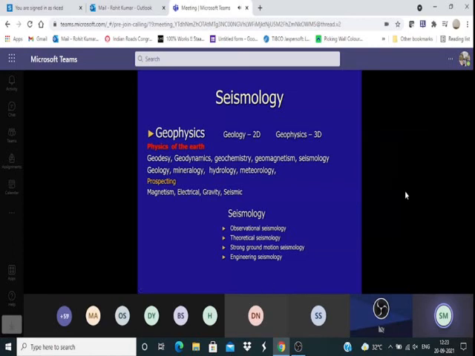Basically, engineering seismology is the gap between the science and the engineering. Whatever products the engineers want to use, say as an earthquake engineer, you want to use a strong ground motion time history. That is a product of engineering seismology. You want to use the magnitude of the earthquake. That is also a product of engineering seismology.